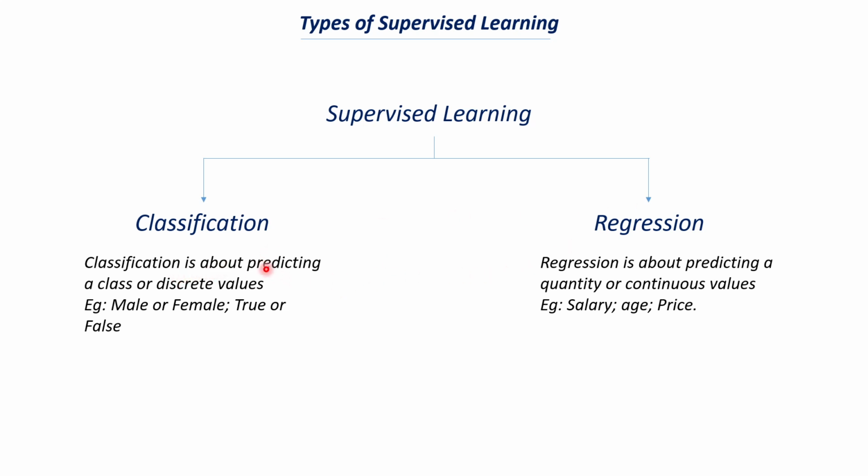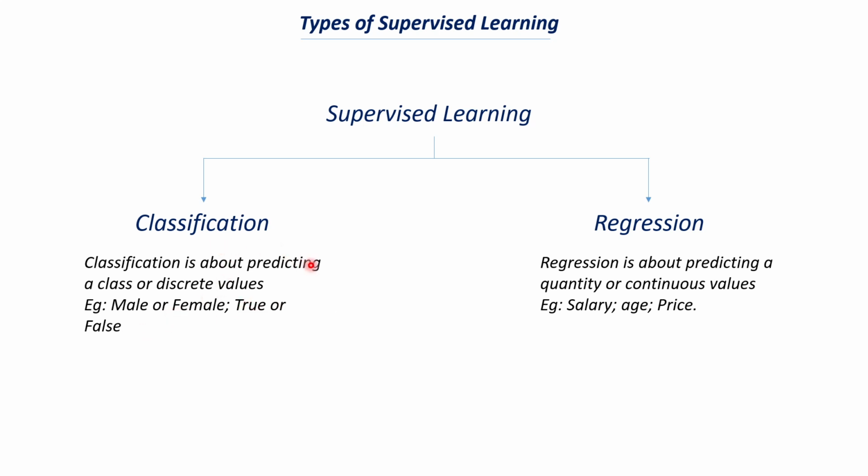Classification is about predicting a class or discrete value. Okay, for example male or female, true or false. In this, we are just classifying the data. As I've told before, it can be predicting whether a person has diabetes or not, or it can be predicting whether a person has heart disease or not. In this case, we are just predicting two or three classes. As you can see in the example here, male or female, in this case we have two classes, and true or false is also a class.